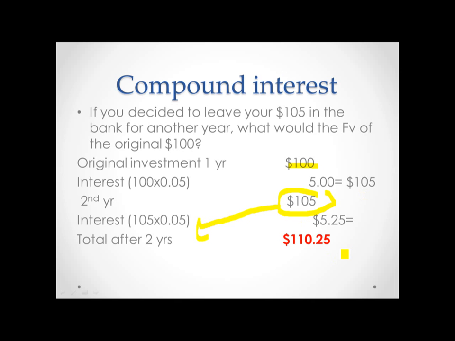Just to recap, when computing compound interest, I would like you to remember that for greater than 1 year, the interest in the next year is being paid on the interest. That's why you will see the 105 carrying down into the second year and multiplying that by the 5%.